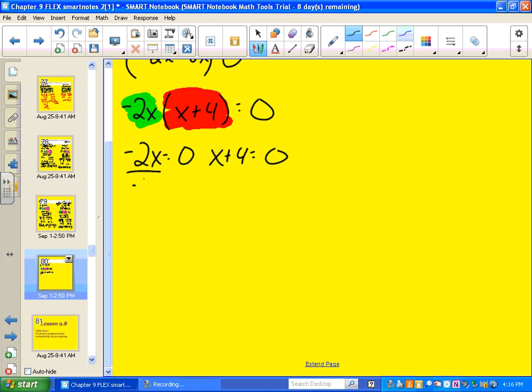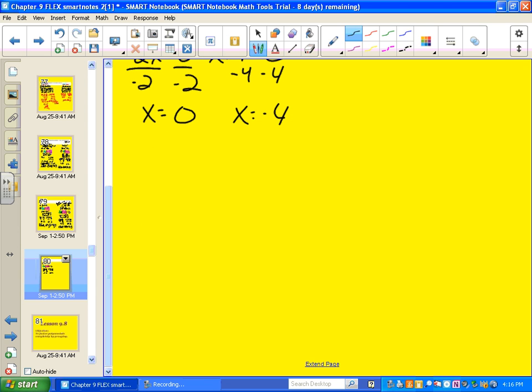Divide by negative 2 on the left-hand side, and we get x equals 0. Subtract 4 on each side, x equals negative 4. So once again, we have two answers for x like we've had this whole time, and the x-intercepts are (0, 0) and (negative 4, 0).